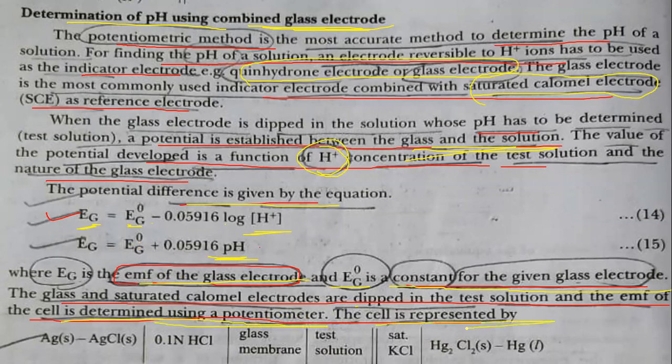The cell is represented by, see, this is a half cell, up to here. Now this half cell is connected to this half cell with the help of this salt bridge. This is the glass electrode, and to this side is the saturated calomel electrode as a reference electrode. And this is the indicator electrode.